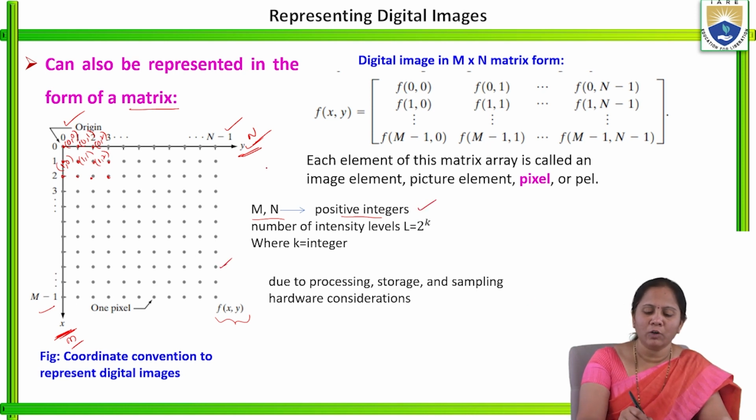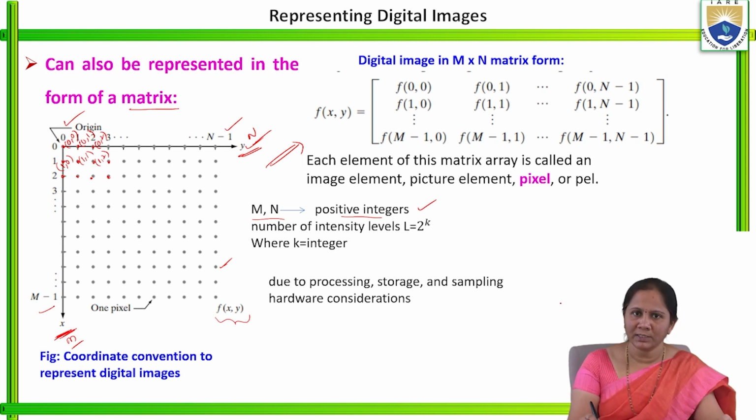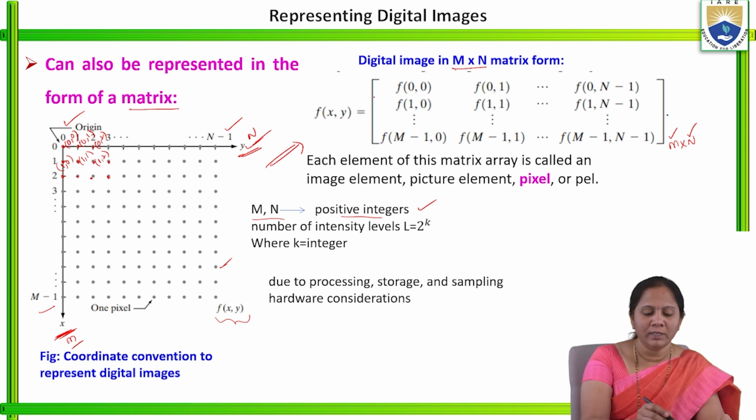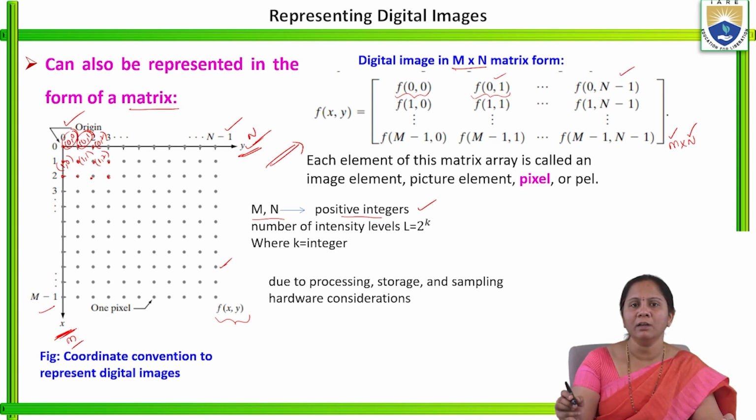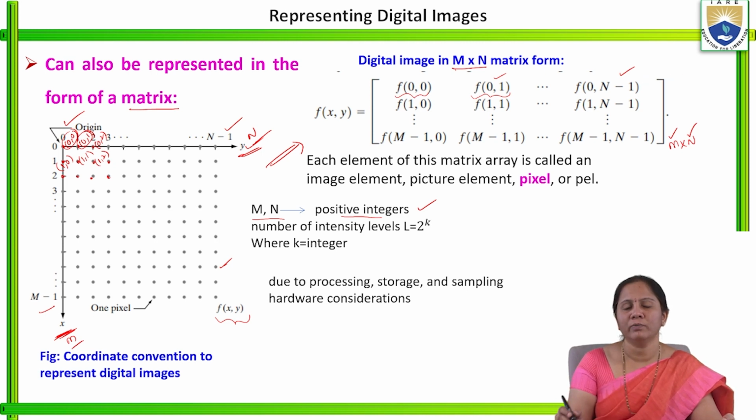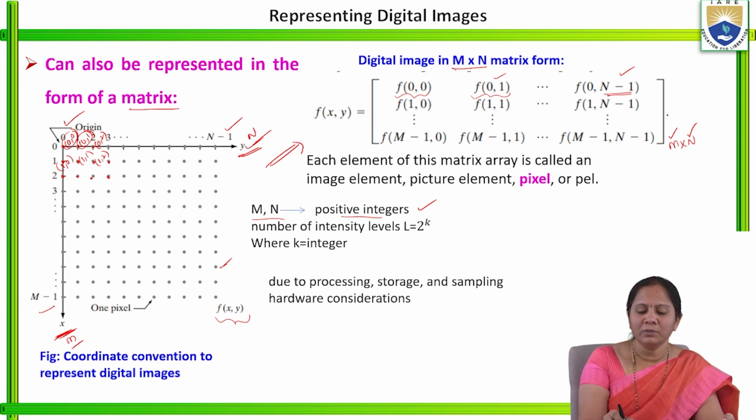The same thing can also be represented in the form of an m by n matrix, where m represents rows and n represents columns. It can be represented as a two-dimensional function f(x, y). As I have shown, 0, 0, 0, 1, like that. Here it will be represented as f(0, 0), f(0, 1), and so on, up to f(0, n minus 1). As the value of y ranges from 0 to n minus 1, here you have n minus 1. And here we can observe the last one.